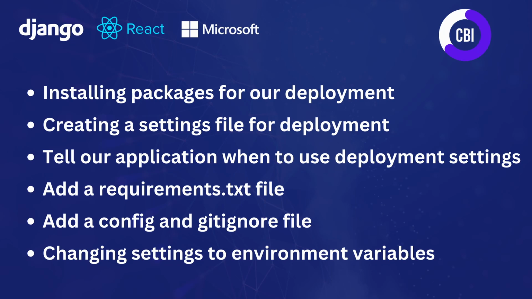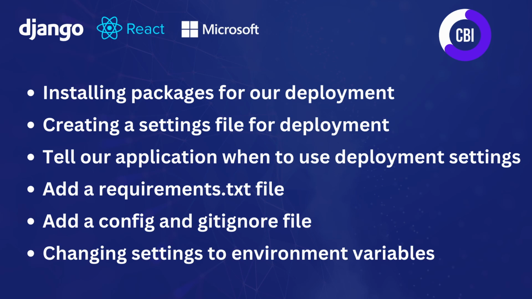And in this video, we're going to be following 6 main steps. We're going to be starting with installing some additional packages for our deployment, since hosting our application on Microsoft Azure requests some different things than hosting the code on our local computer. Next, we're going to be creating a settings file for our deployment, because also there it's going to be a little bit different than our local settings. And we're going to tell our application when to use our deployment settings and when to use our local settings.